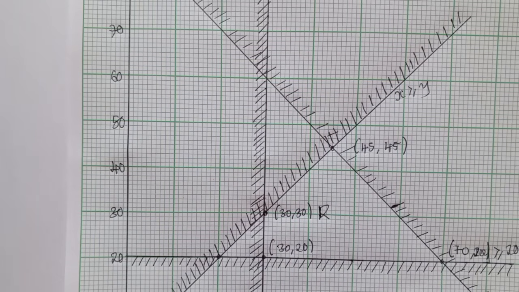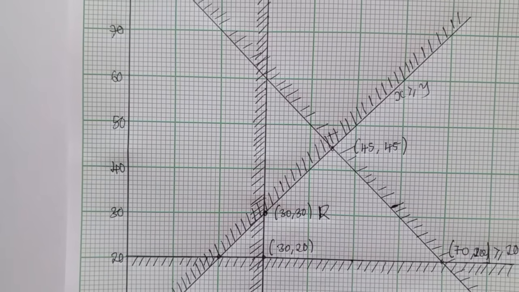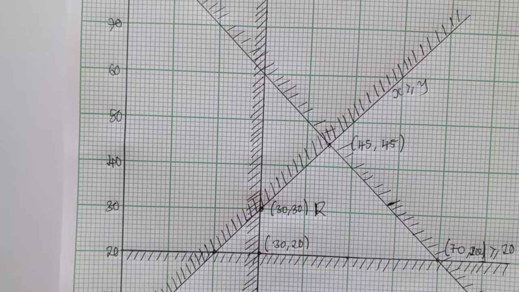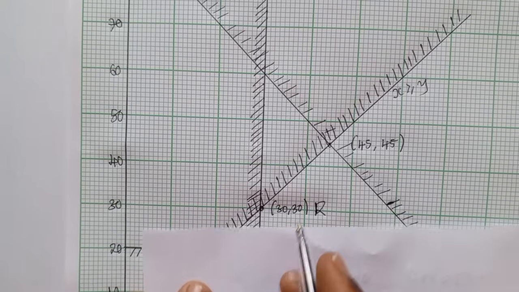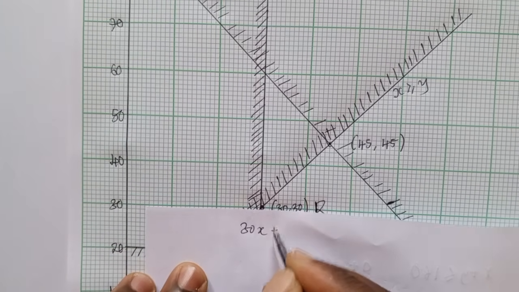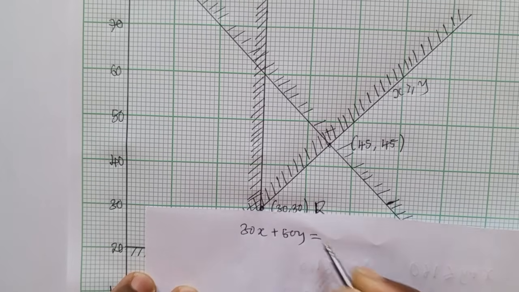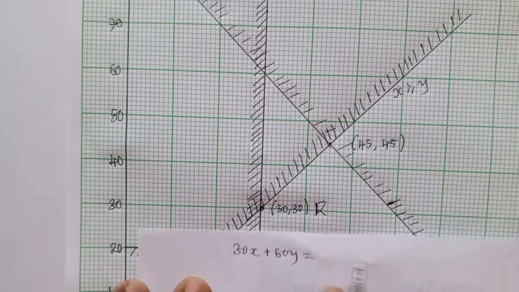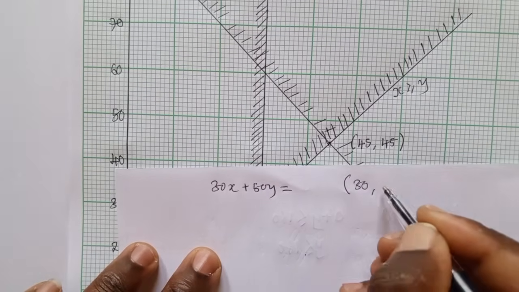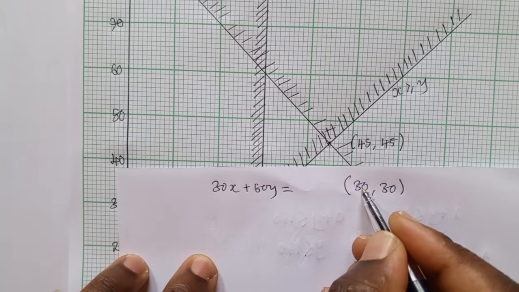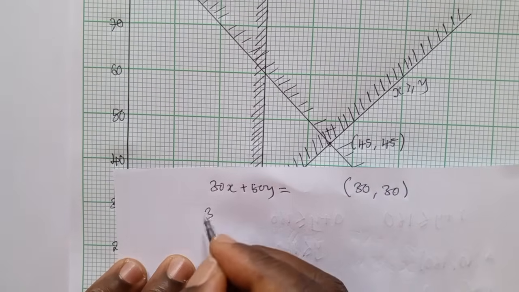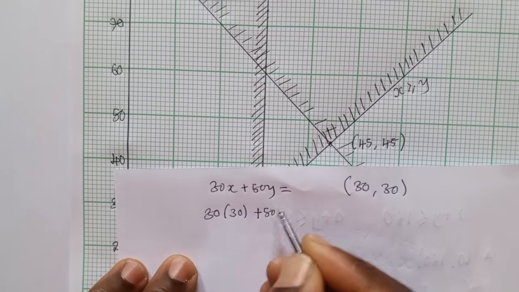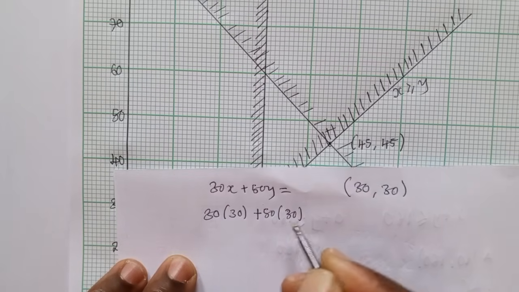So you identify the coordinates. After identifying the coordinates, of course, you now start testing them. This is what you do. Let me write the objective function here. It was 30x plus 50y is equal to. So you start plugging in. So for example, I'll start with this. So I have 30, 30. So this 30 is the x-axis. This one is the y-axis. So I'll plug them in here. X is 30 plus here I have 50. Y is 30. Like that.